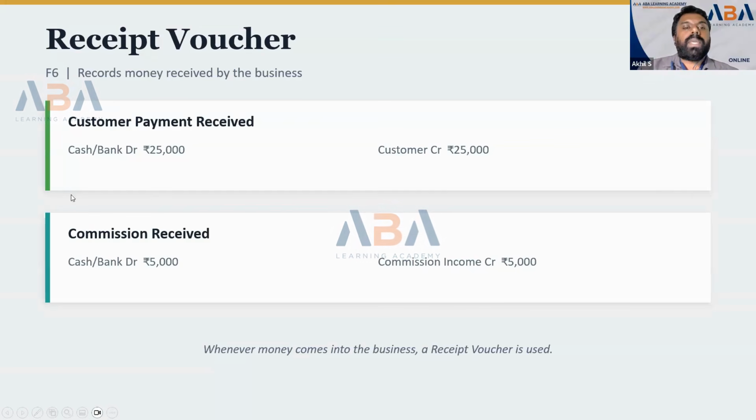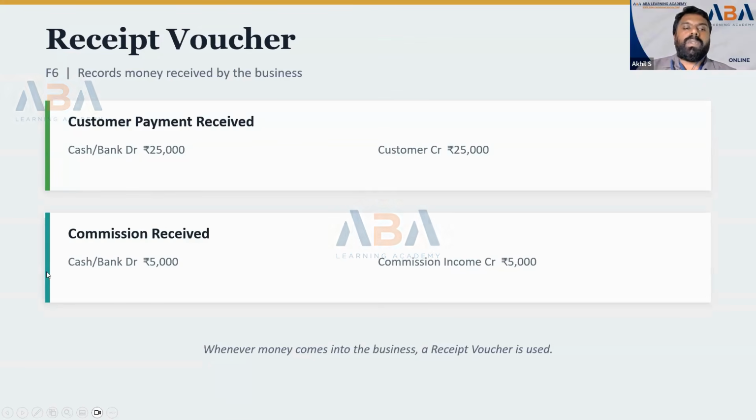A few examples: customer payment received. You sold something to a customer and later he is giving you the payment, so you are receiving the amount. You are debiting your bank or cash account and you are crediting the customer. So you must use a receipt voucher in this scenario, since you are receiving the cash or bank transfer from a third person.